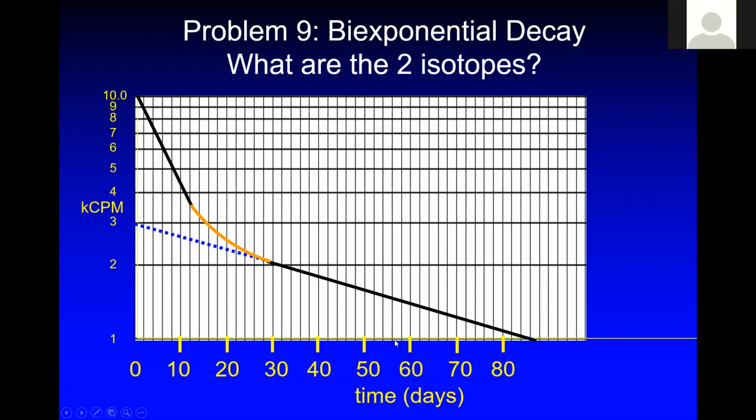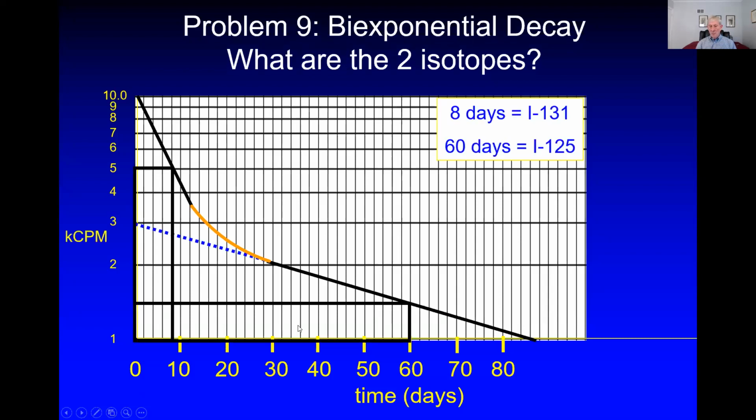Good. And here, now we have this line. We could work it from here, but the smart thing to do is take this line as a straight line and just extend it back to time 0. And fortunately for us, that ended up at 3. Half of 3 is 1.5. We go over to the curve and drop down a vertical: 60 days. And you might not know that one, but that happens to be I-125.